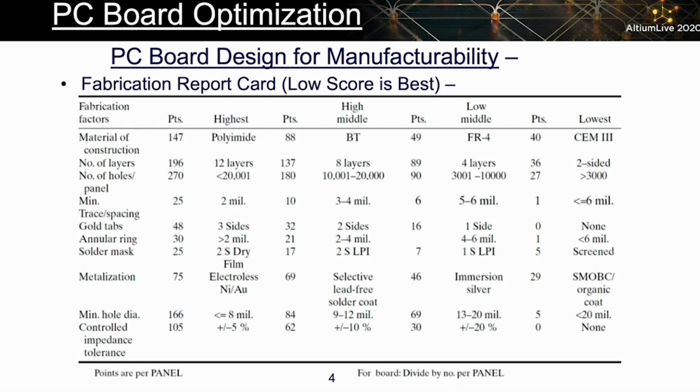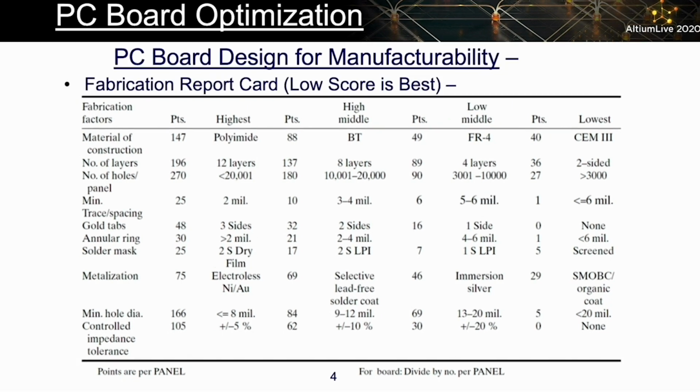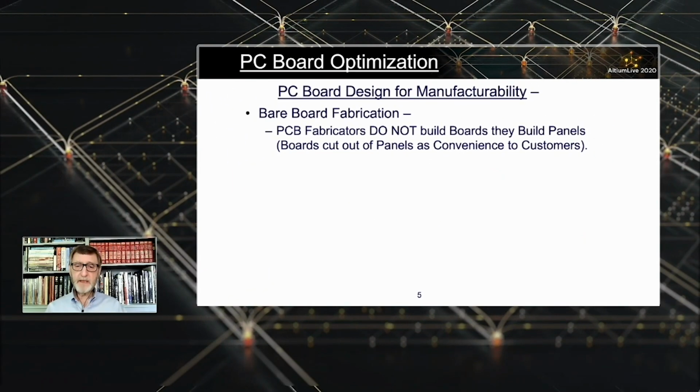Read this paper by Happy. You will learn a lot. And we're going to talk about some of these items today. PC board fabricators don't build boards, they build panels of boards. And they cut the boards out of the panel at the end so that you won't have the aggravation of having to do it. The reality is, until that very last step where they excise the boards from the panel, everything is done in a panel.